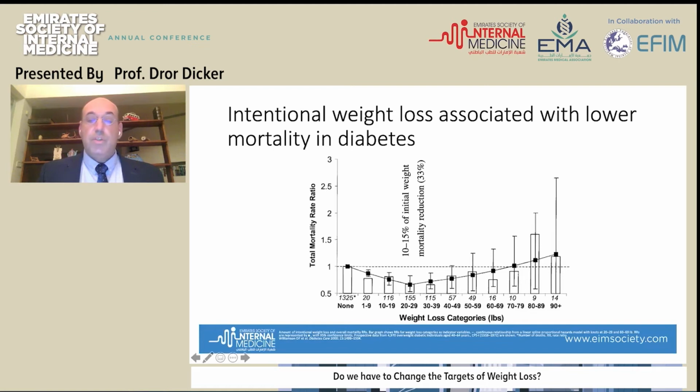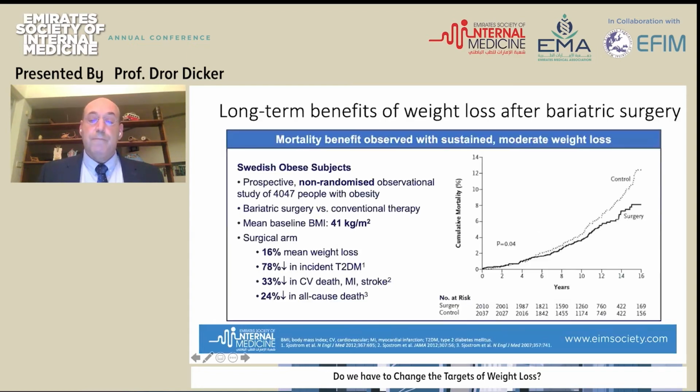Again, a unique study showed that a reduction of 10 to 15% can lead to a meaningful and considerable reduction in mortality. Now, from this SOS study, again a phenomenal study, they showed us that by bariatric surgery, you can really reduce type 2 diabetes by 78%, reduce cardiovascular death and MI stroke by 33%, and reduce all-cause death by 24% after 16 years of follow-up.